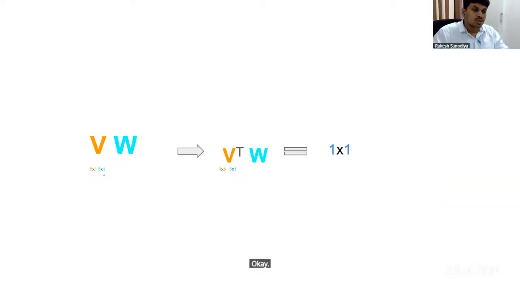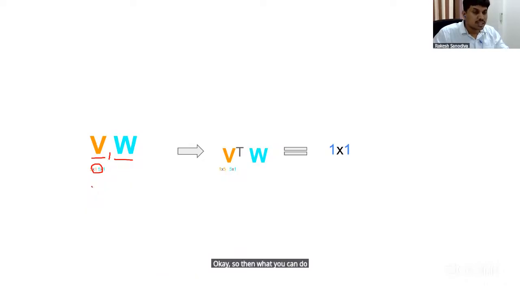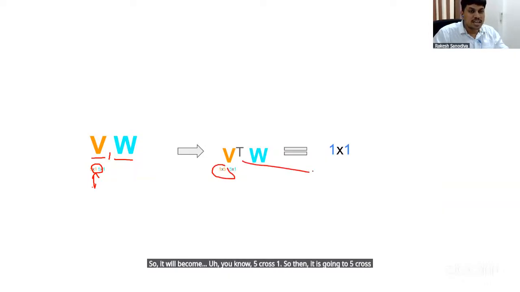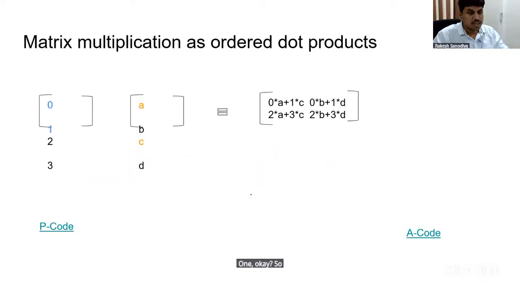Here also you can see the size of this is 5 cross 1, and the size of this is also 5 cross 1. But right now you cannot multiply, right? This is not compatible. You can see it here. So what can you do? You can just transpose these matrices. If you transpose them, it will become 5 cross 1, then the resultant is going to be 1 cross 1. Okay, so that you can do here.